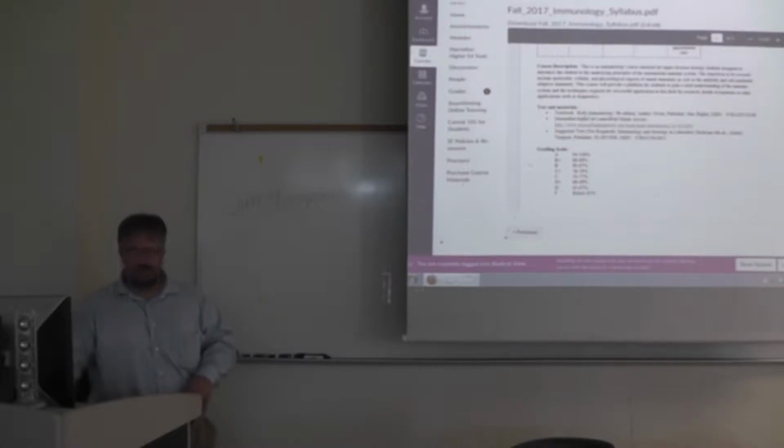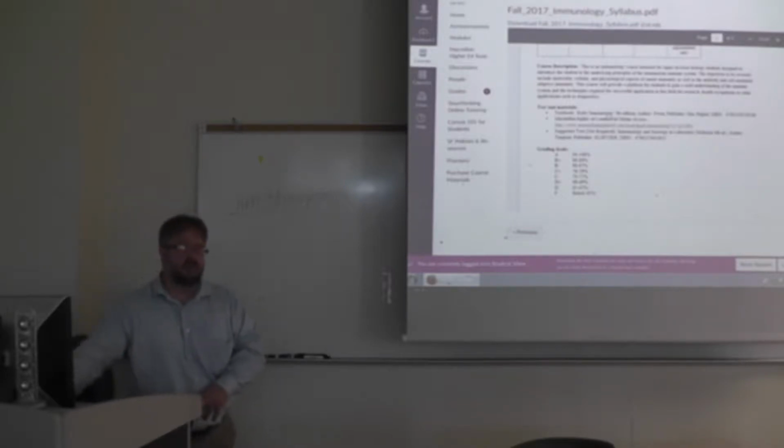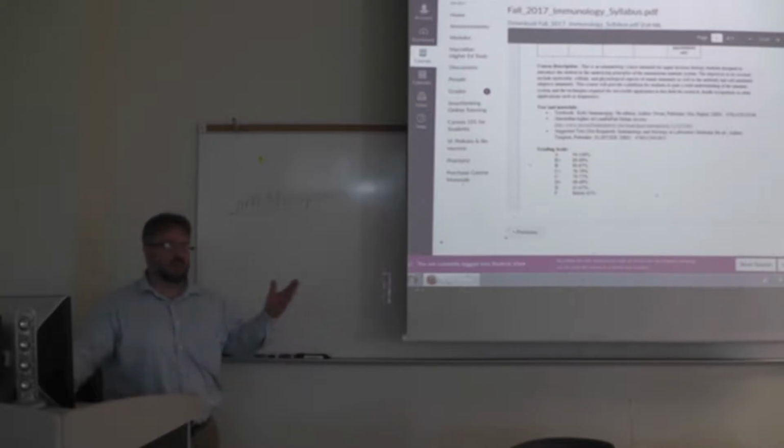Text, we're going to be using Kubi. It's a good text, but one of the major reasons we also use it is because they use it over at UF. So that makes it easier for us to transfer credit for taking immunology between here and UF by keeping it at least consistent with the text. So we're going to be using the Kubi Immunology 7th edition.